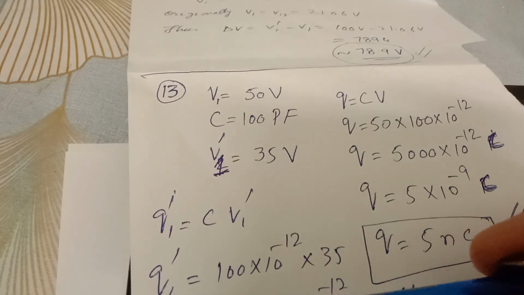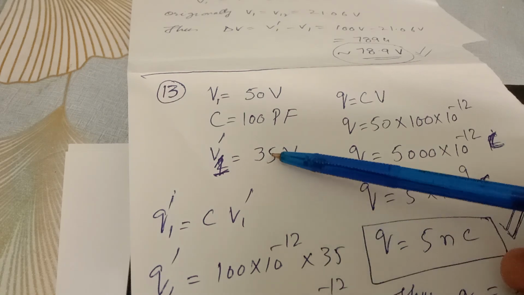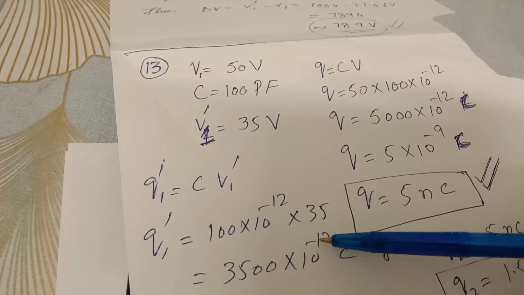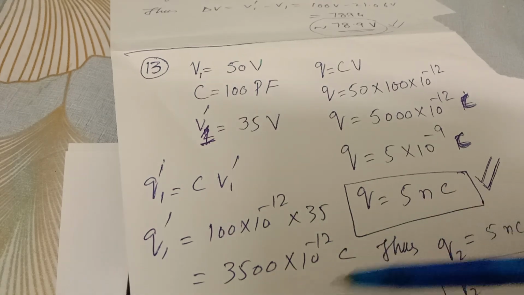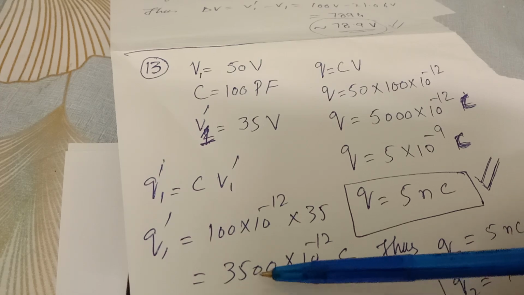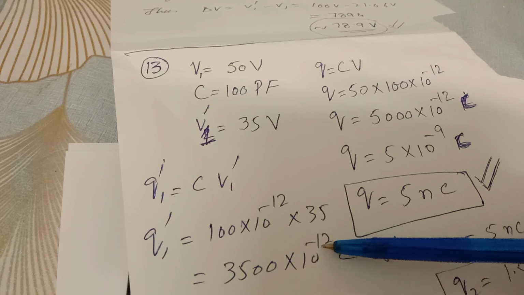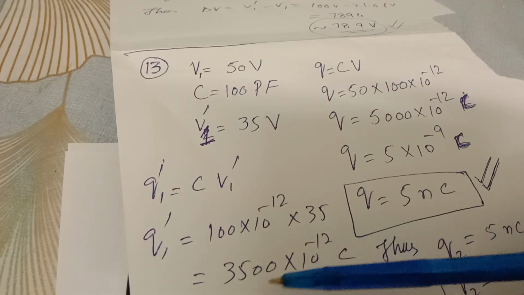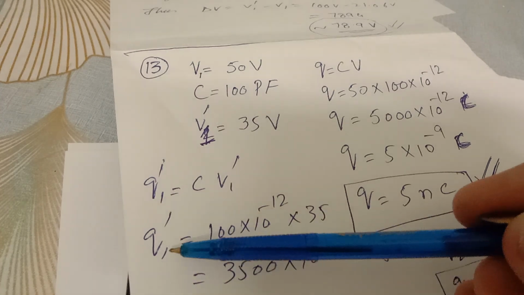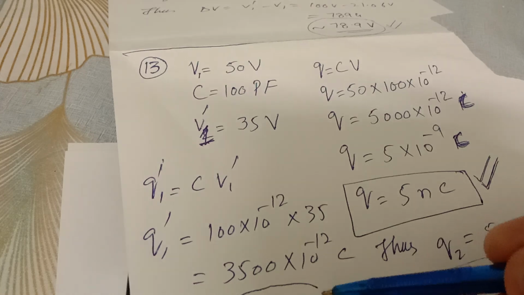So Q1 dash is equal to 100 into 10 to the minus 12 into 35 because 35 is V. By multiplying we get 3500 into 10 to the minus 12. Same argument here, we can write it as 3.5 into 10 to the power 3, since 3500 is 3.5 into 1000, and 1000 is 10 to the power 3. Minus 12 plus 3 is minus 9. So we get 3.5 into 10 to the minus 9. Minus 9 is nano. So the new charge on the capacitor is 3.5 nanocoulomb.